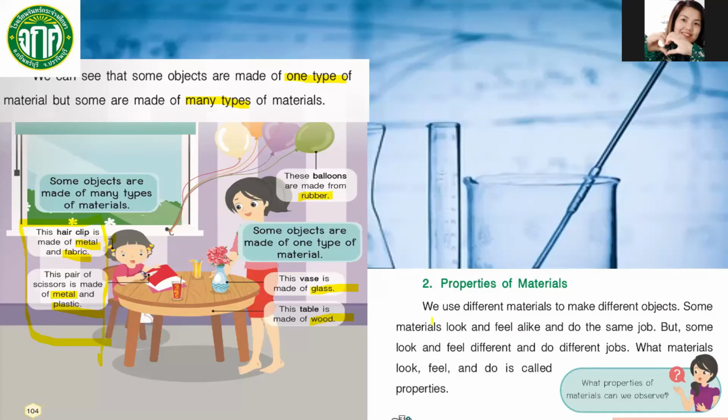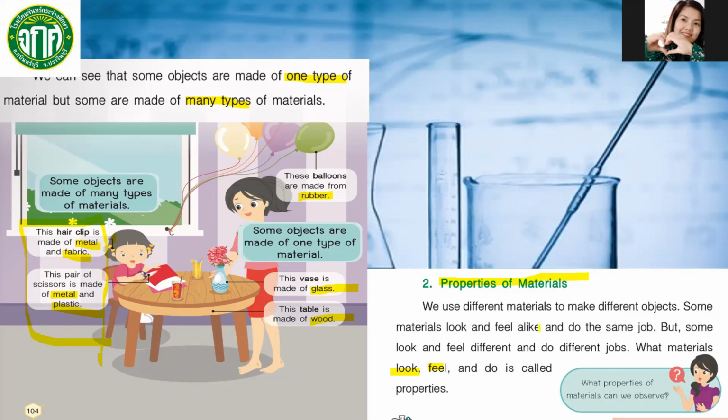So we have here properties of materials. We use different materials to make different objects. Some materials look and feel alike and do the same job. But some look and feel different and do different jobs. What materials look, feel, and do is called properties. So when we say properties, these are what a material can look like, feel like, and do.